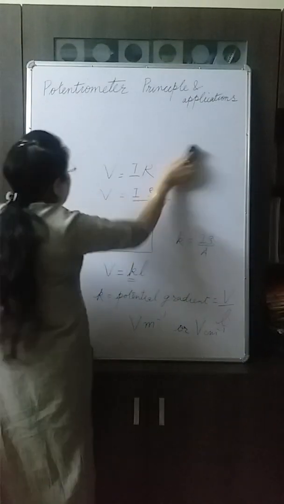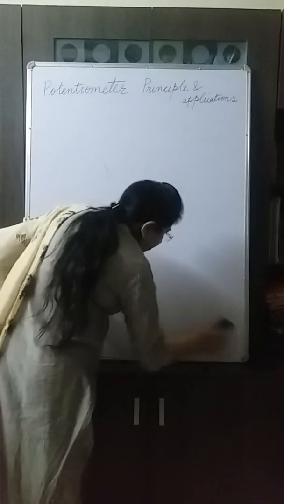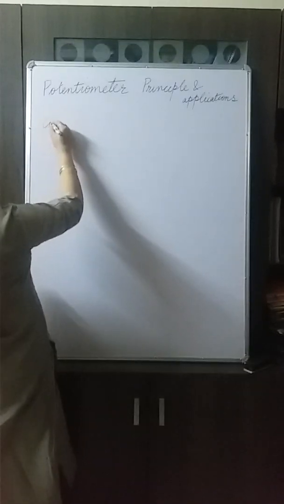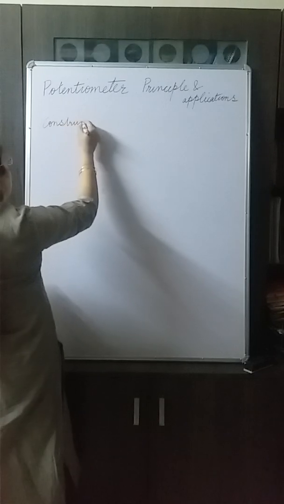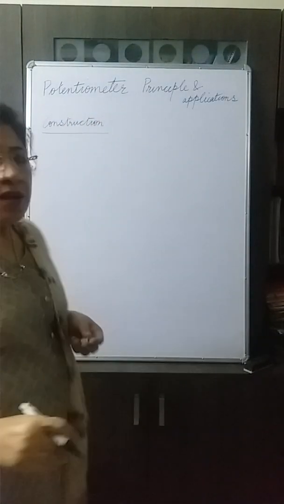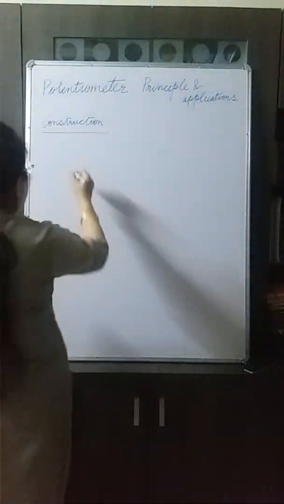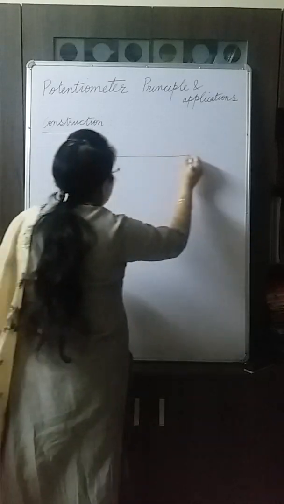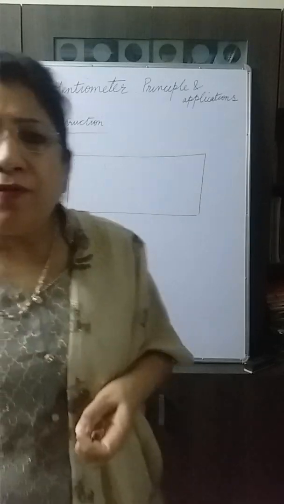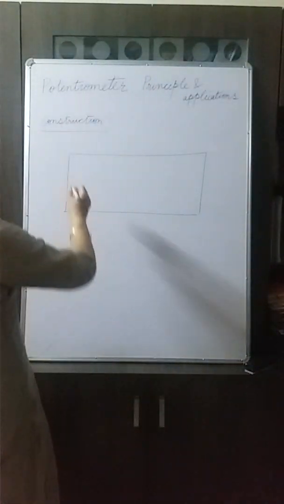Now, what are its applications? First, what is the construction? Let us see the construction. The potentiometer device is made with a wooden board, and on the wooden board a wire of some length, a wire AB, is connected.